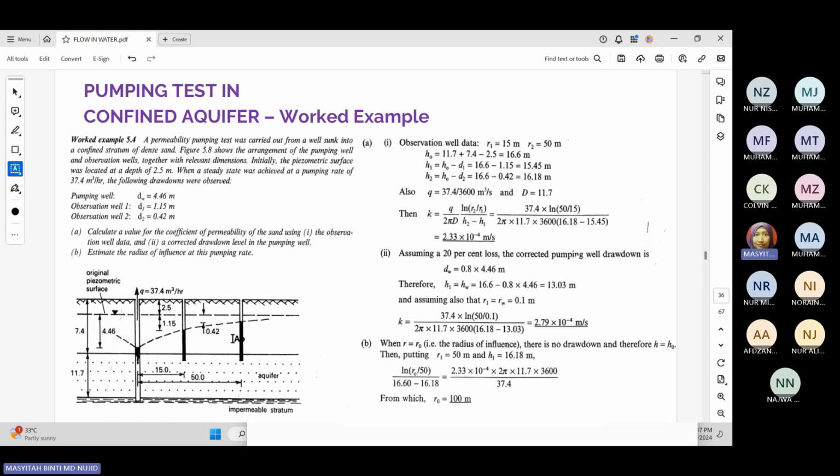Okay, this is one example untuk closely. Sekejap.